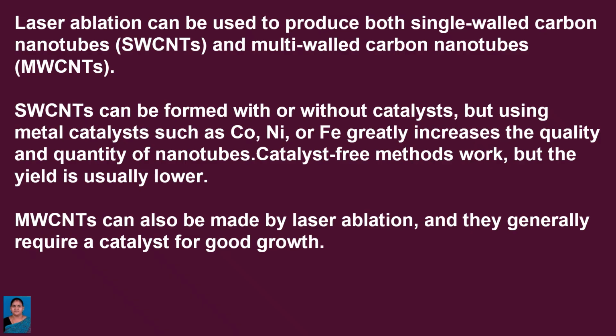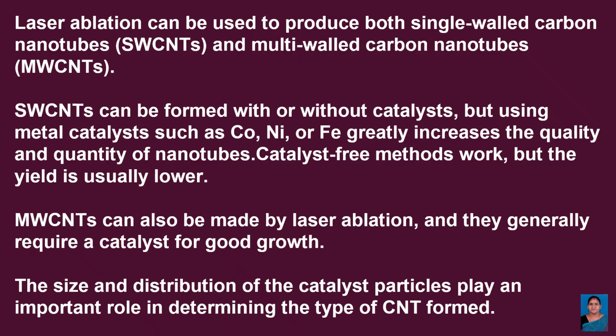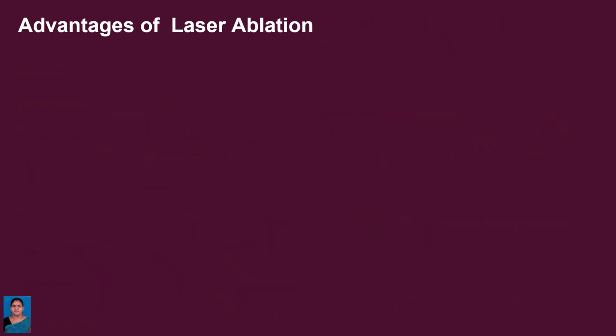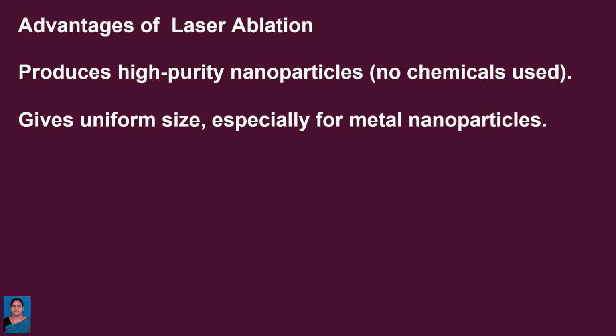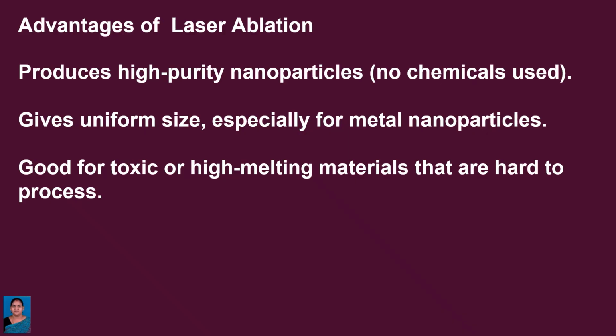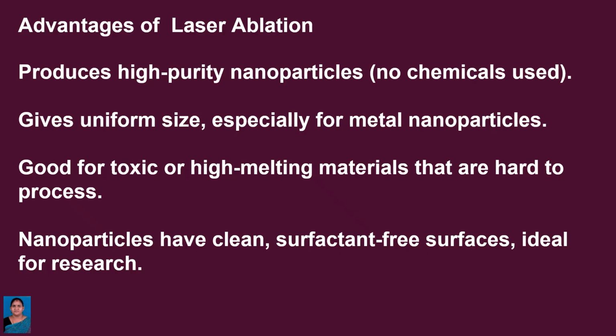Multi-walled carbon nanotubes can also be made by laser ablation, and they generally require a catalyst for good growth. The size and distribution of the catalyst particles play an important role in determining the type of carbon nanotube formed. Advantages of laser ablation: produces high purity nanoparticles, gives uniform size, especially for metal nanoparticles, good for toxic or high melting materials that are hard to process. Nanoparticles have clean, surfactant free surfaces, ideal for research.